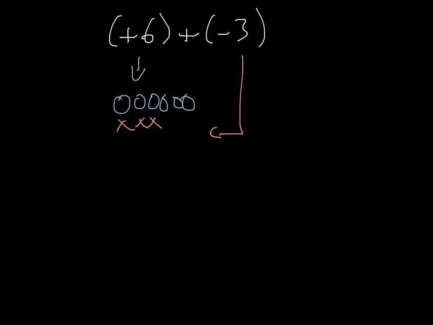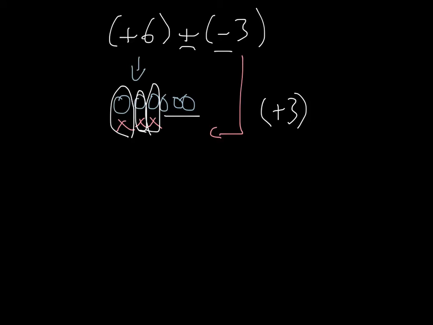Now, what do we have here? We have some 0 pairs. We have some that cancel each other out. 1, 2, 3. And what do we have left after we've added everything together? We have 3 of those left over. That's how many we have when we've considered all our 0 pairs. So our answer is going to be +3. Now, you might jump to the conclusion right away that adding a negative seems a lot like subtracting, and it does. But again, you don't need to be there yet.